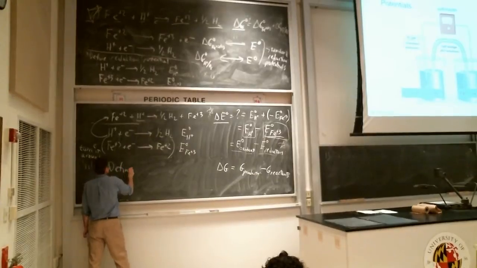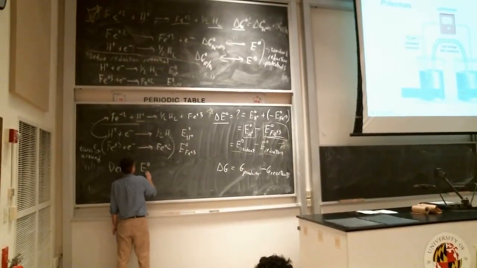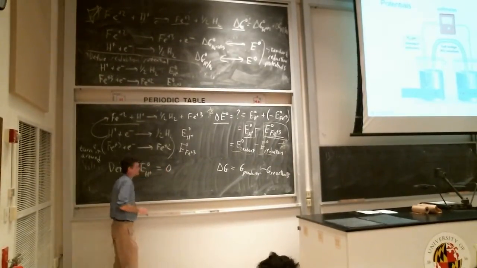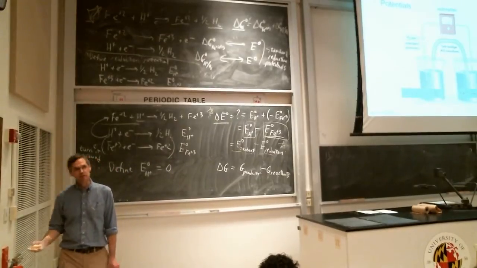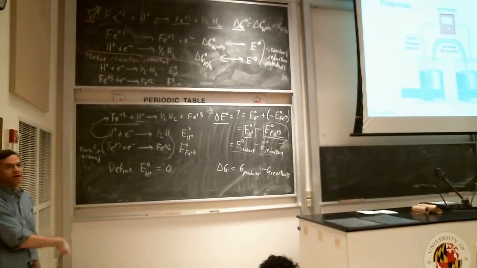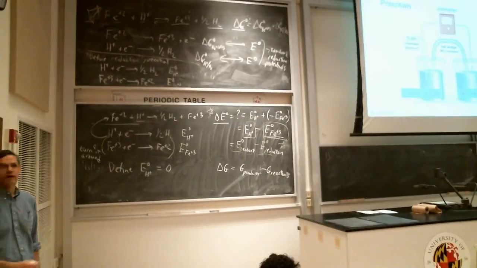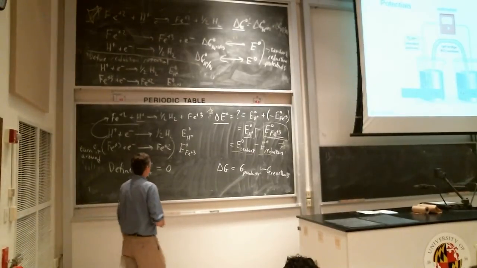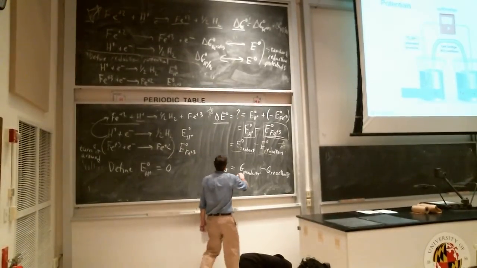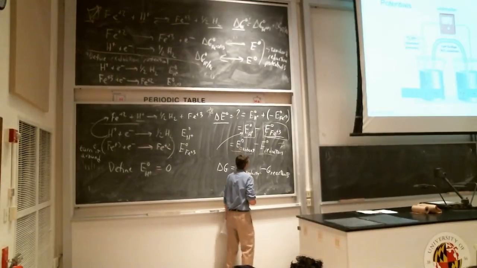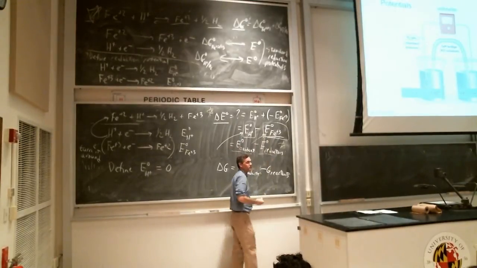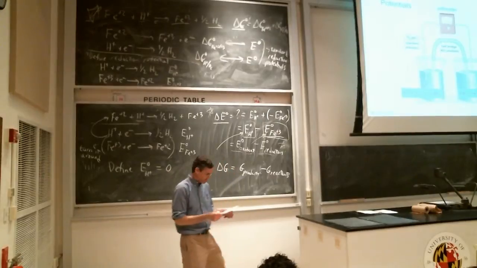We define the reduction potential of a proton to be 0. Okay? Once we've done that, then we can figure out the reduction potential of everything else we want to figure out. All right? So if we define this one as 0, for example, we could figure out what the reduction potential of iron plus 3 is. How would we figure it out?